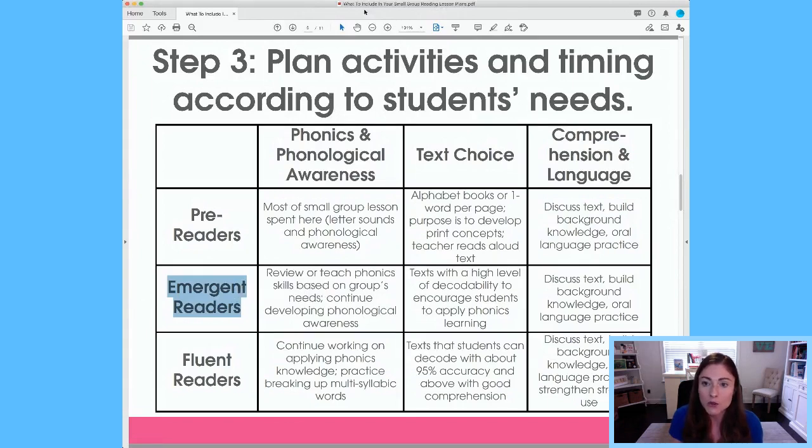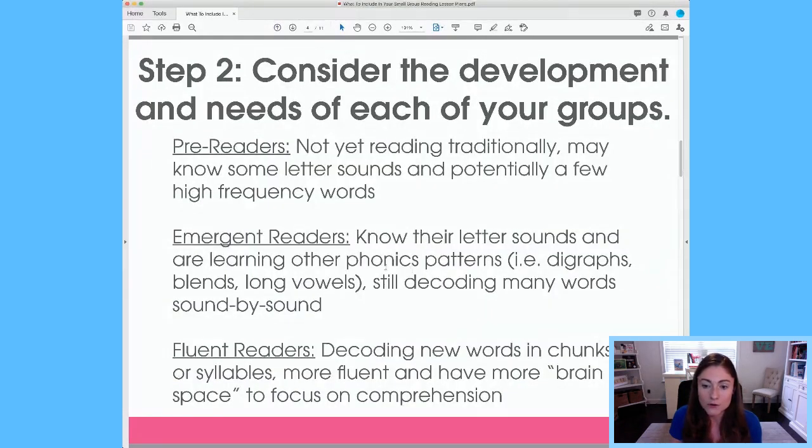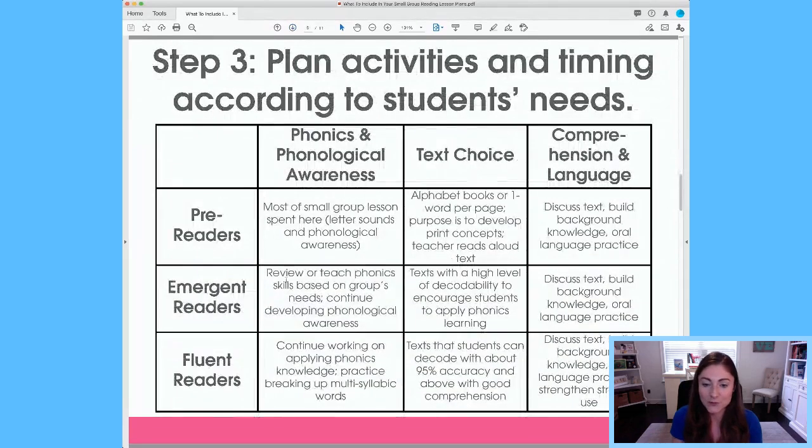readers. And again, those are those kiddos who know their letter sounds and may fall into a range of categories. So maybe they're just learning digraphs, maybe they're learning long vowels. Lots of levels fall into this one category, but basically they're still decoding many words sound by sound. So when it comes to phonics and phonological awareness work with these kiddos, you want to review or teach phonics skills based on the group's needs.